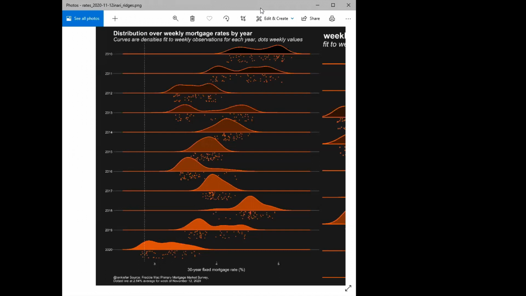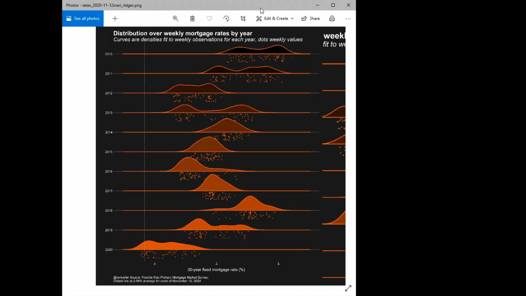You can see in 2020 that the interest rates have fallen to record lows, where the distribution lies far below anything we had seen in prior years, and most of the year is far out in the tails compared to prior years. That gives you a sense of how the distribution is.